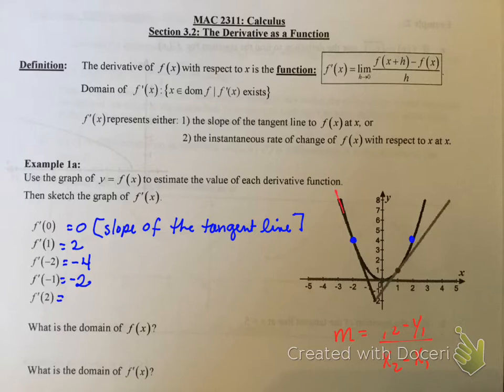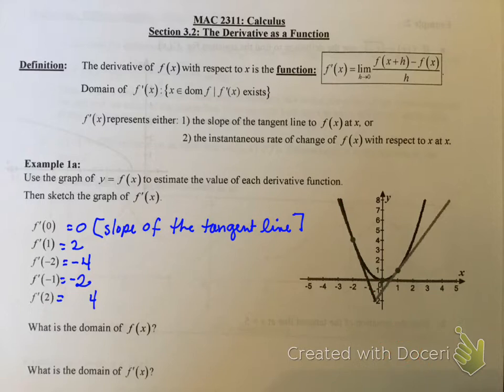So we found out that the slope at -2 was -4. So I just have to use the same slope, so it's going to be 4, and the opposite sign, so it's +4. Okay? So we can use symmetry because this was a parabola with a vertex at 0, 0. All right.